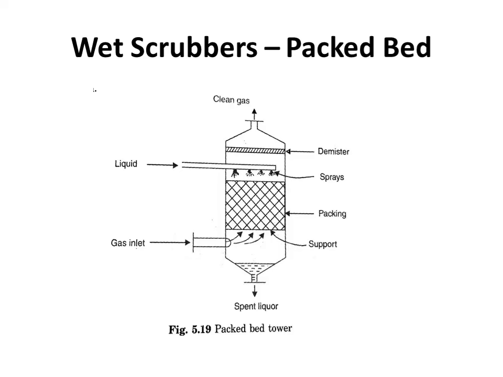Packed bed tower is another type of wet scrubber which is commonly used in industries. This consists of a tower which is packed with a material such as coke or broken stone. The polluted gas stream moves upwards and passes through the packing media and comes in contact with the scrubbing liquid stream, which is moving downwards over the packing in a film. The spent liquor that is collected moves downwards, whereas the clean gas comes out of the tower.